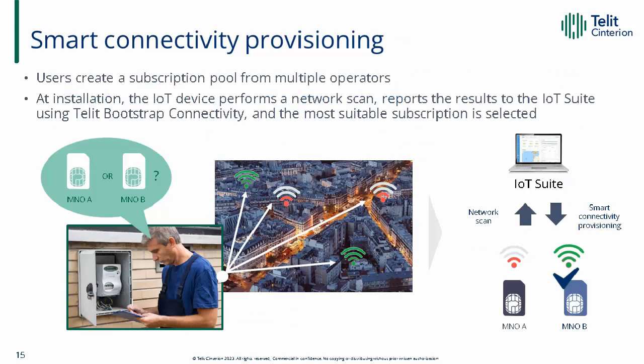And we also offer some other functions, which we call the smart connectivity provisioning. So basically, the cellular module will do a network scan on site, so you can see which network has the best signal strength in the field, and then you can decide based on the signal strength, and then switch over to the right network.